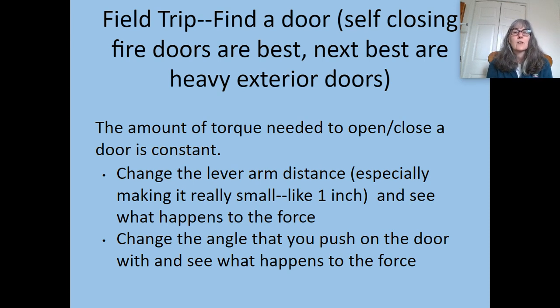The amount of torque that's needed to open and close a door stays constant, but you're going to be changing the lever arm distance. So what I'd like you to do is really change it. Try pushing the door open and closed. Don't use the doorknob, just push on it maybe with one finger, way out at the edge so that it's a big lever arm. And then also try to move the door closed or open by pushing really close to the hinge, making a really small lever arm. So maybe an inch or something like that.